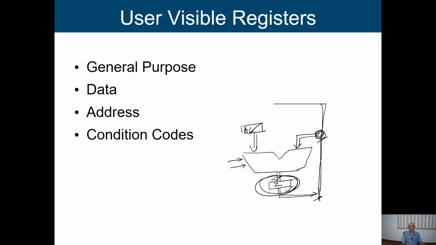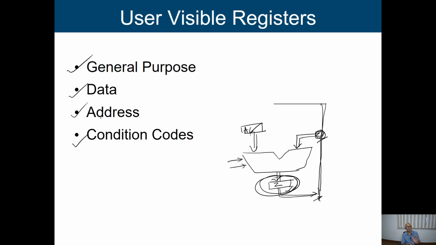Now, what are the different user visible registers that we have? This is your general purpose register. Then we have the data register, address register, and condition code. When we talk about a general purpose register, it says that we can store data as well as addresses in this register, or maybe some other relevant information.